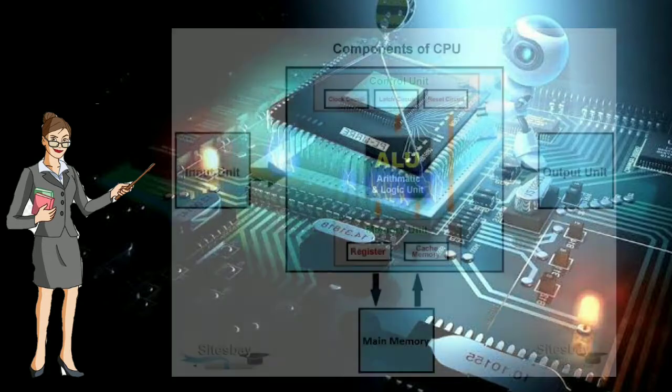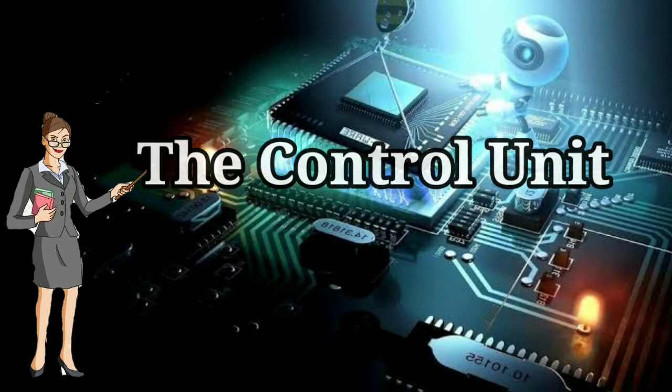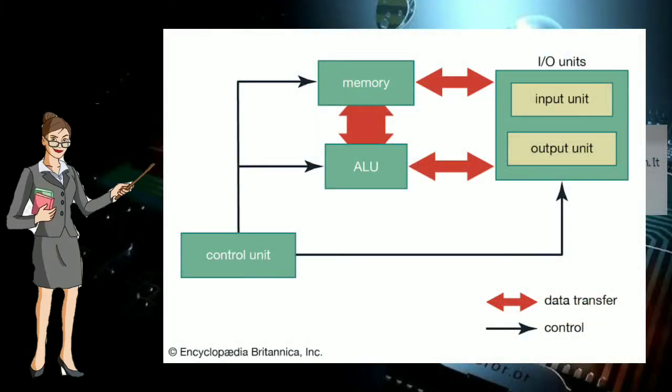The CPU has three main components. They are first, the control unit. Second, the arithmetic and logic unit, means ALU. Third, the memory unit, means MU. What is the definition of control unit? The control unit controls and coordinates all the operations taking place in the system. It controls the flow of data and instructions from one unit to another.